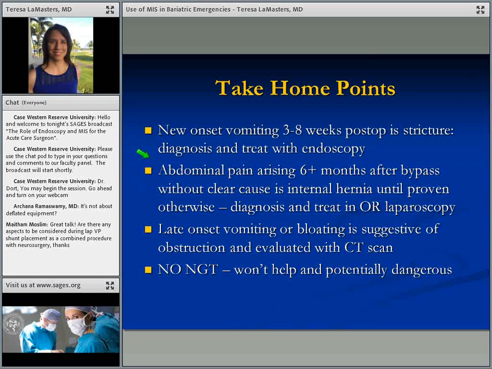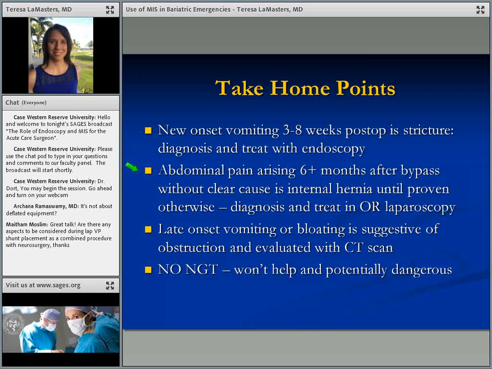Here's some take-home points from the first part of the talk. If a patient has new onset of vomiting 3 to 8 weeks post-op, it's usually going to be a stricture. And you diagnose and treat that with endoscopy and balloon dilatation.